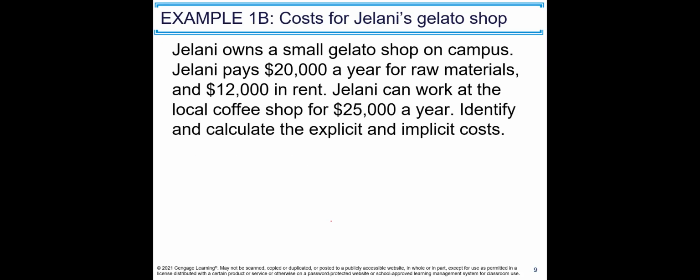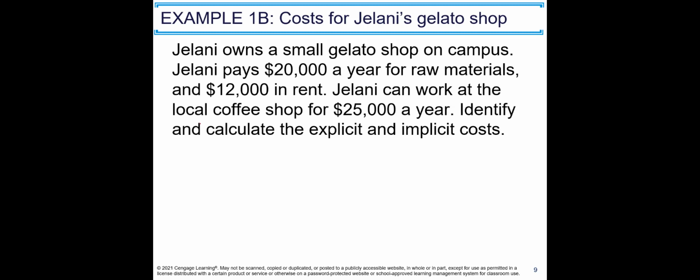So let's see this example to understand explicit and implicit costs. Jelani owns a small gelato shop on campus. Jelani pays $20,000 a year for raw materials and $12,000 in rent. Jelani can work at the local coffee shop for $25,000 a year. Identify and calculate the explicit and implicit costs.